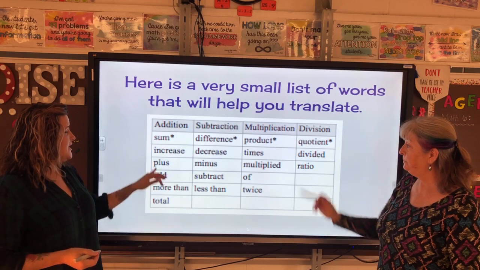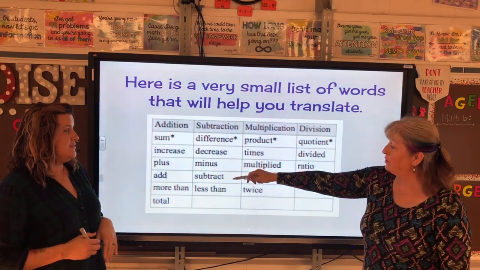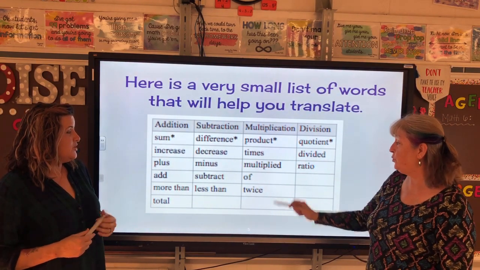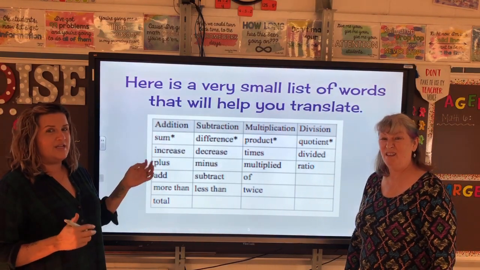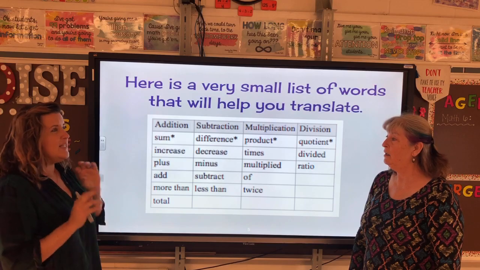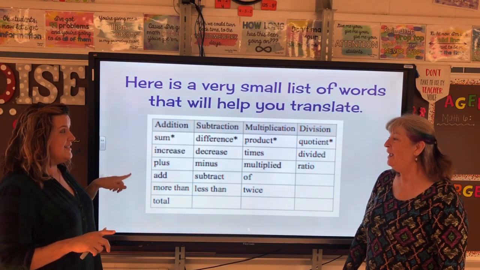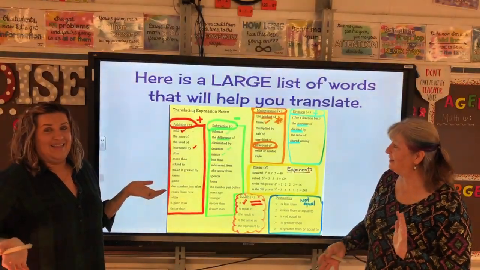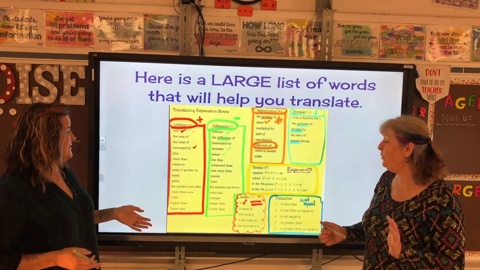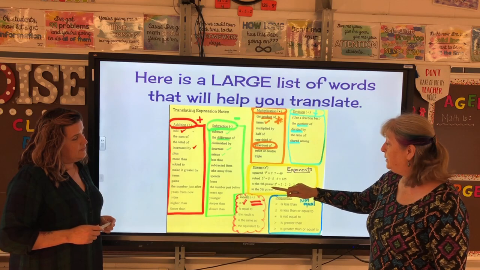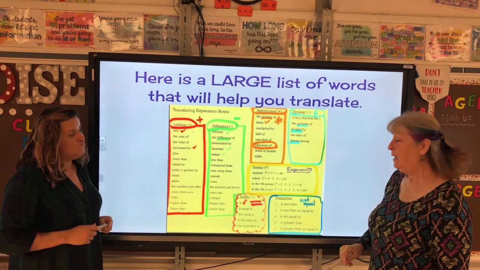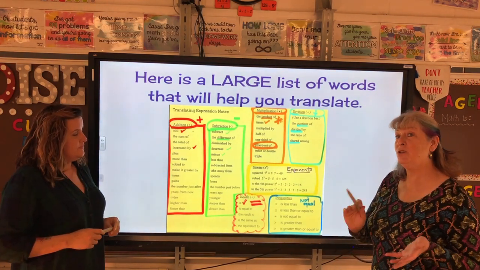Sometimes they'll say increase or decrease, or subtract, or minus. Or twice, triple, multiplied, ratio, divided. So we have to know those key words. This is a little list, but it's also a big list. The reason we added it is because of the powers, like squared, cubed, to the 4th power, 5th power.